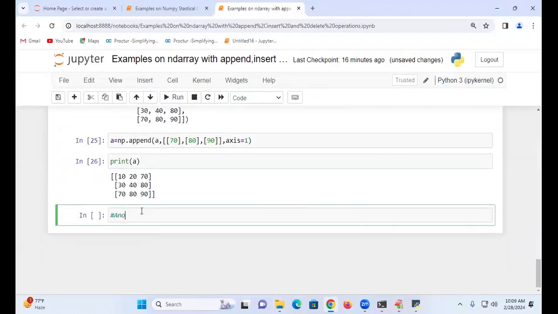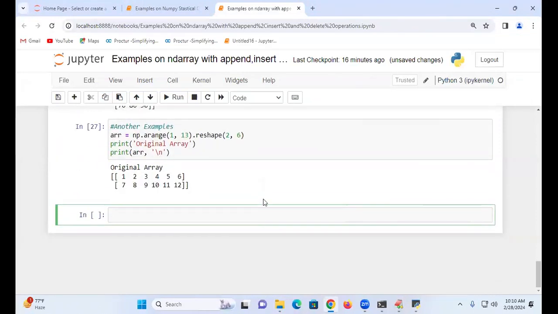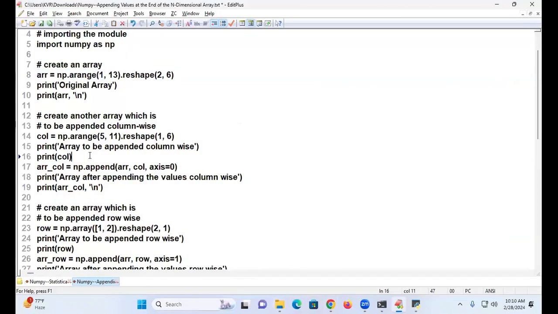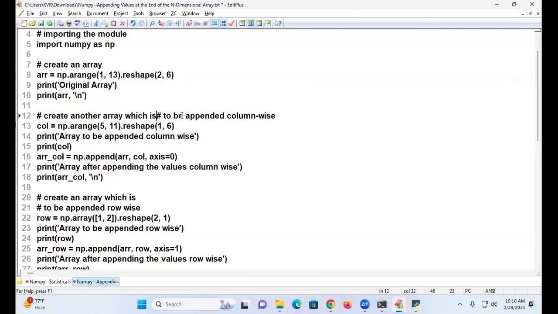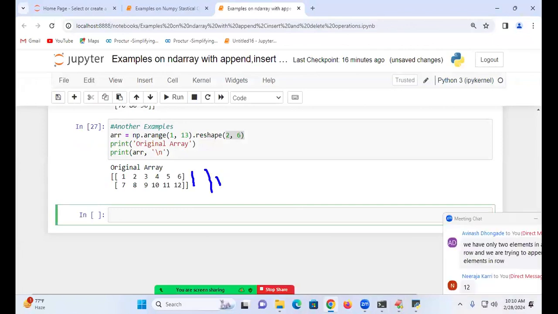Another example. I found something new in that. You try to see, this is my array, correct? This ARR contains 12 elements, 2 to 6, reshaped. Next, what I am doing here, you see, create another array, which is to be appended where? Column wise. Column wise in the sense, adjacent to this.